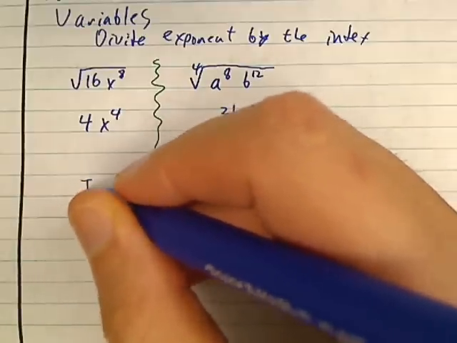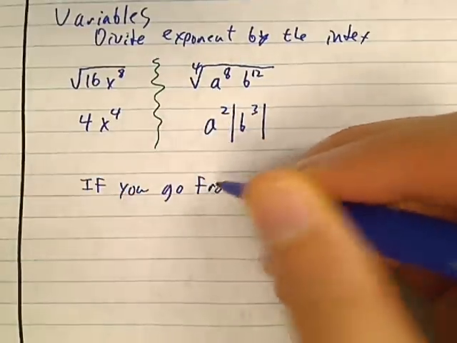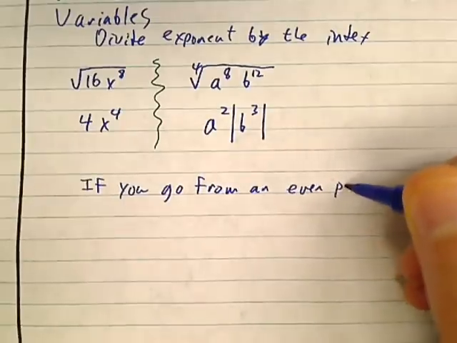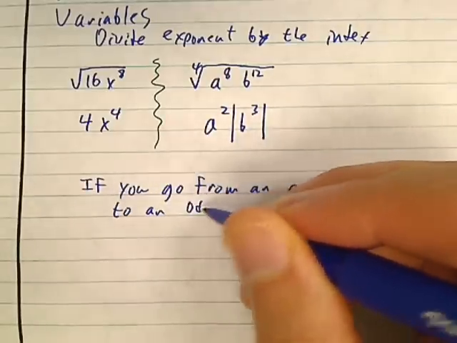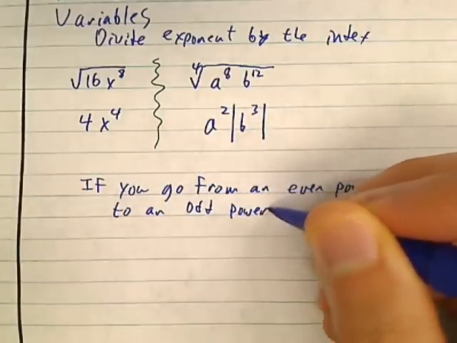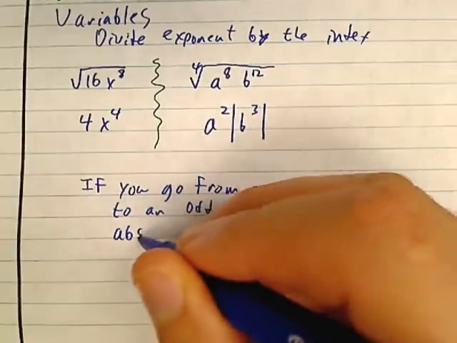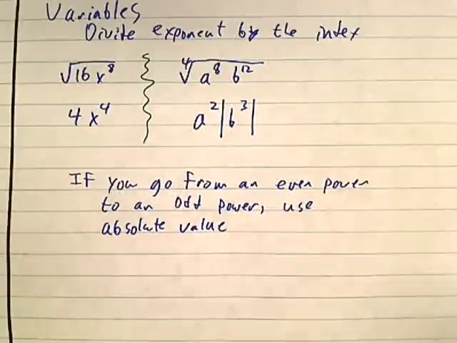If you go from an even power to an odd power, use absolute value. And that's it for your notes for section 6.1.